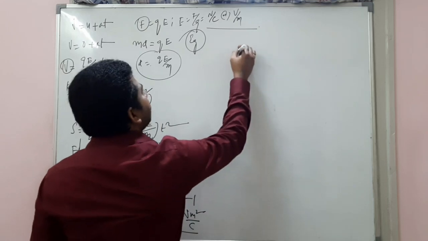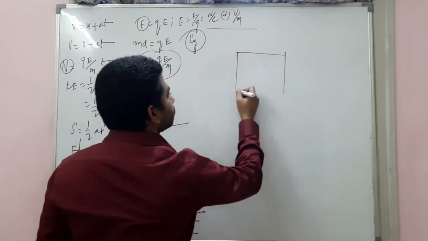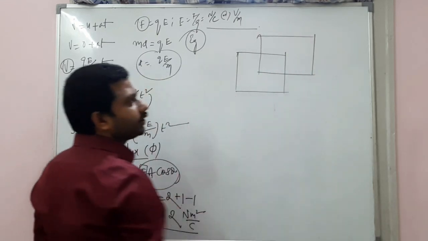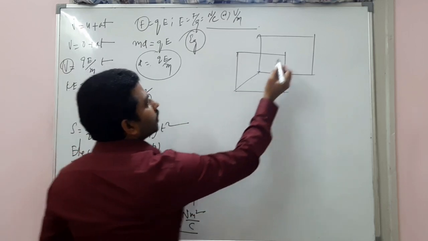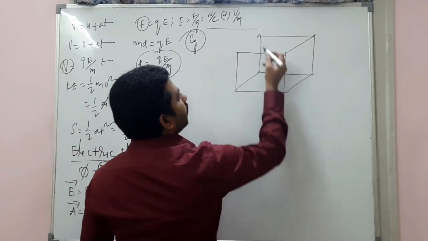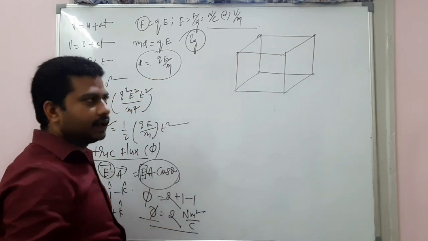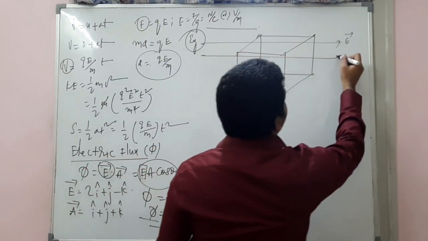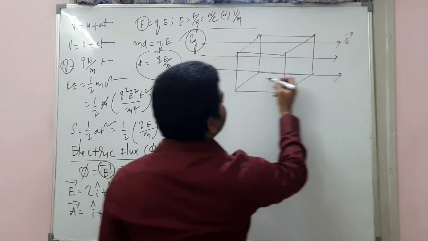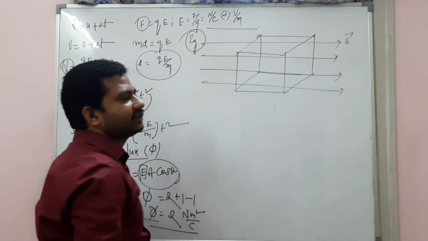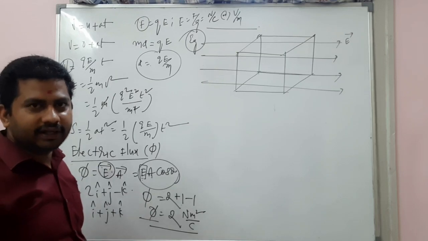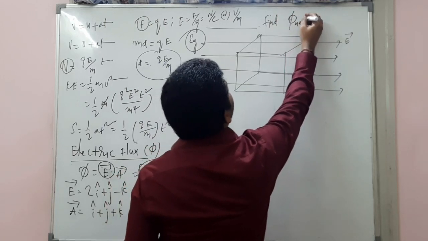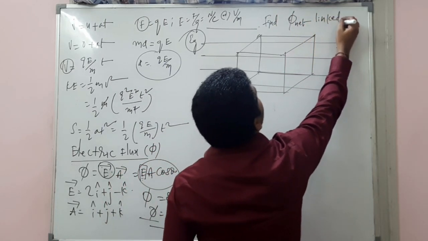Now, I'm just taking a cube. Listen, children. So the electric field lines are moving like this. It's E bar, the direction of E bar you can see. The uniform electric field lines are moving like this. Right? So the question is, find the net electric flux linked with the cube.